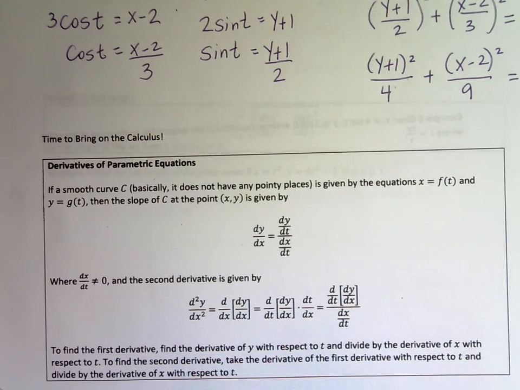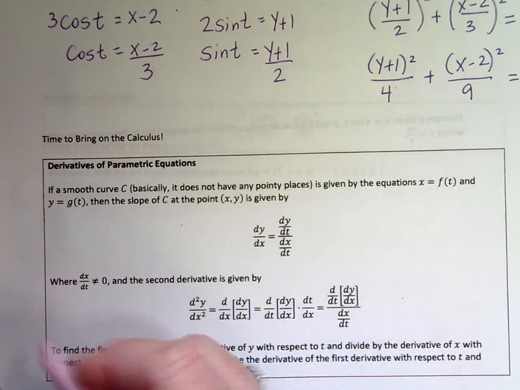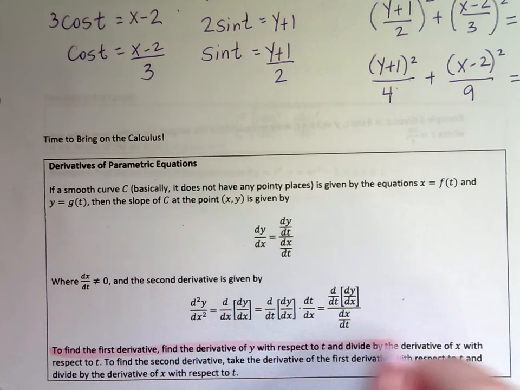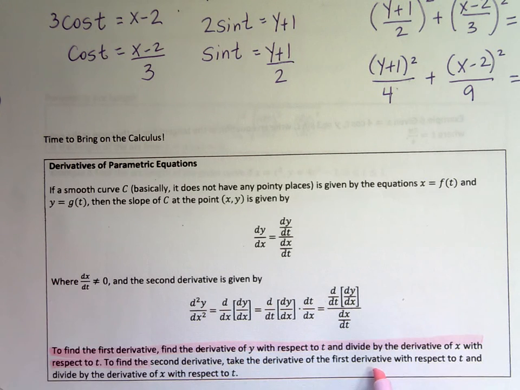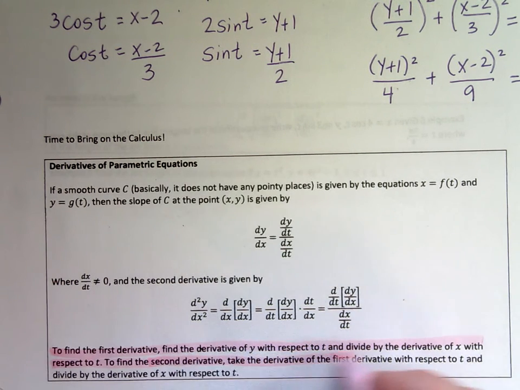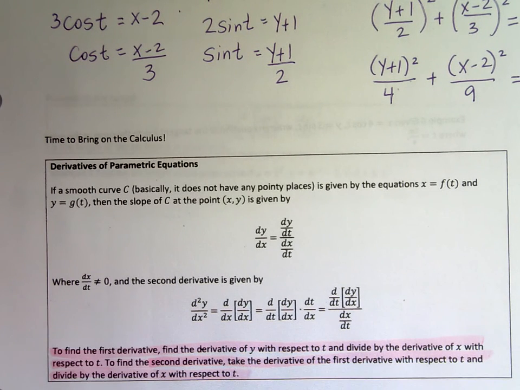To find the first derivative, find the derivative of y with respect to t and divide it by the derivative of x with respect to t. Derivative of y divided by the derivative of x. To find the second derivative, take the derivative of the first derivative with respect to t and divide it by the derivative of x with respect to t. So this is kind of his wording of how to do it. It's actually not bad. But I'm going to show you in examples how to make this thing happen.